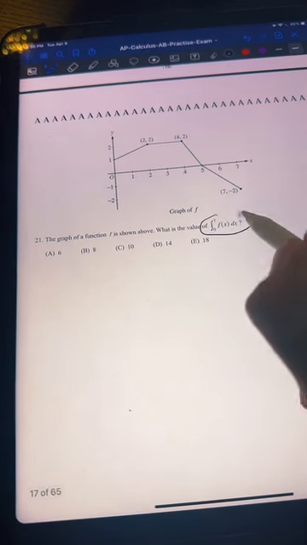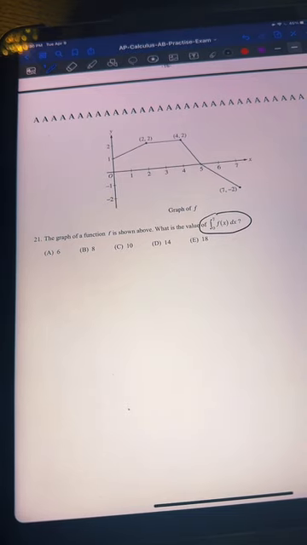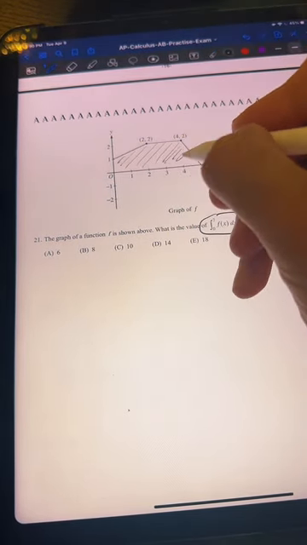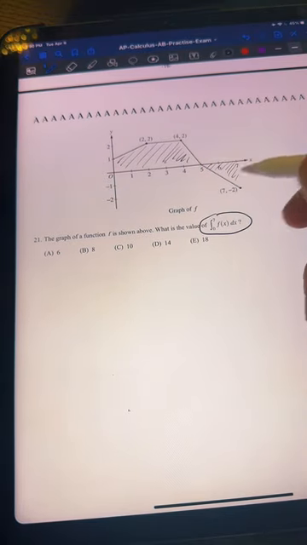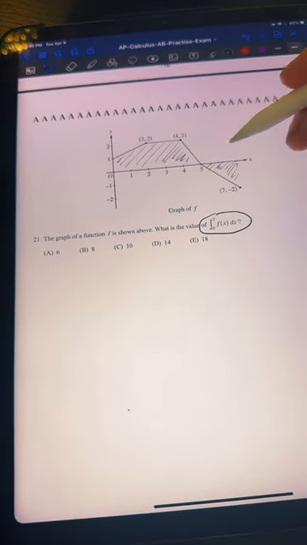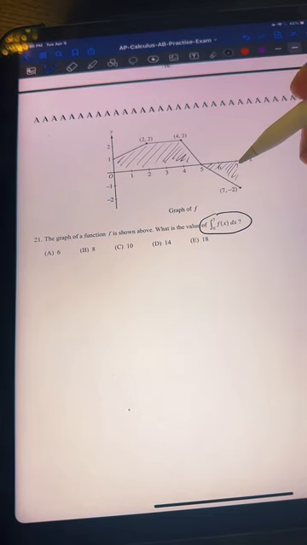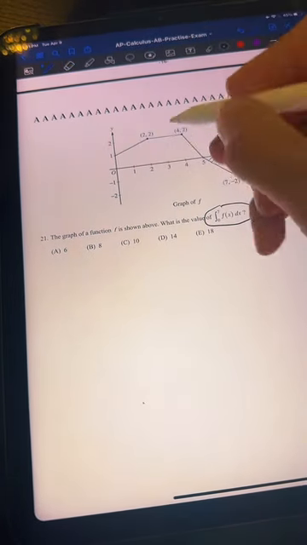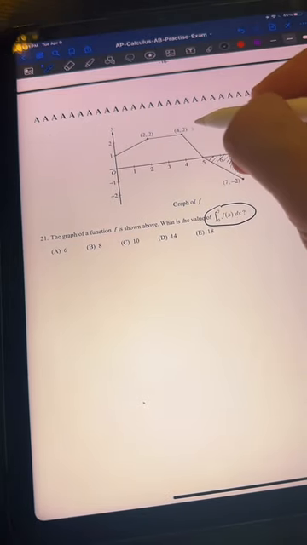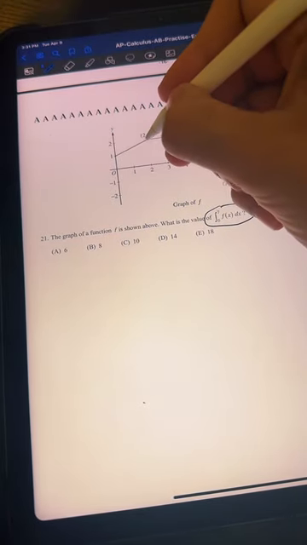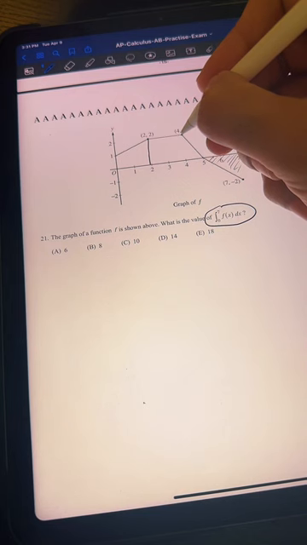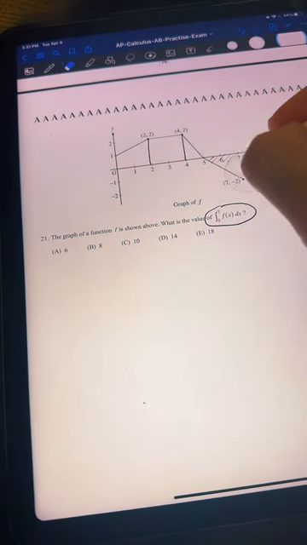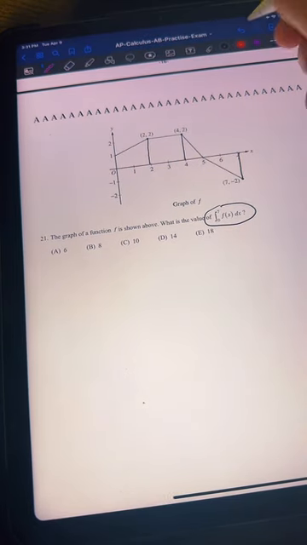Do not forget that the integral from 0 to 7 represents the area underneath the curve. So what you got to do is find the area of this shape and then the area of this shape, because they want it from 0 to 7. And don't forget that this area is going to be negative because it's below the x-axis. There's a couple shapes here, and this is something that you should definitely know. I'm going to break this apart into 3 shapes here, and then I have a triangle down here.